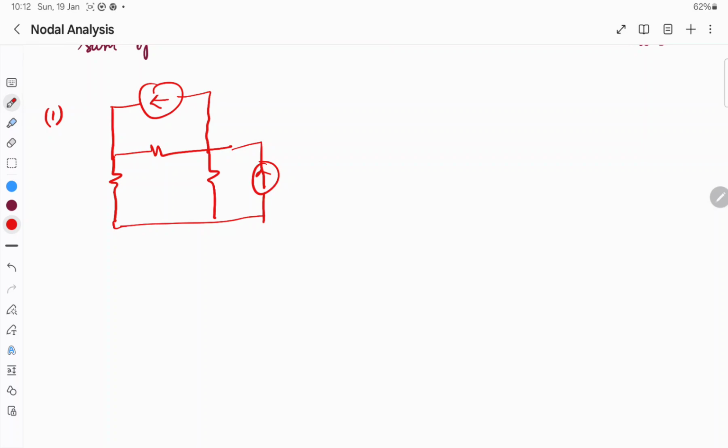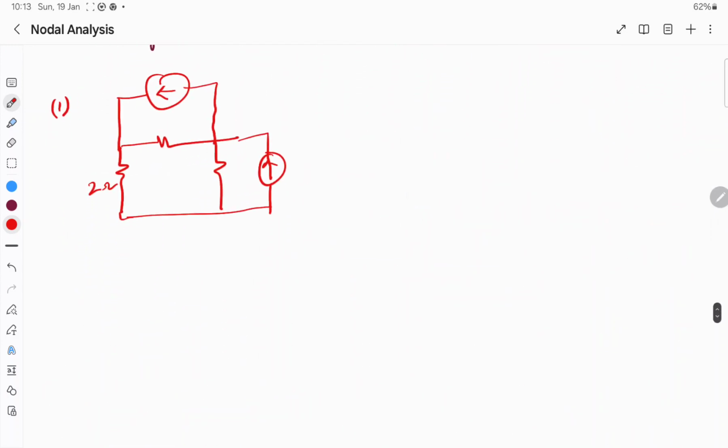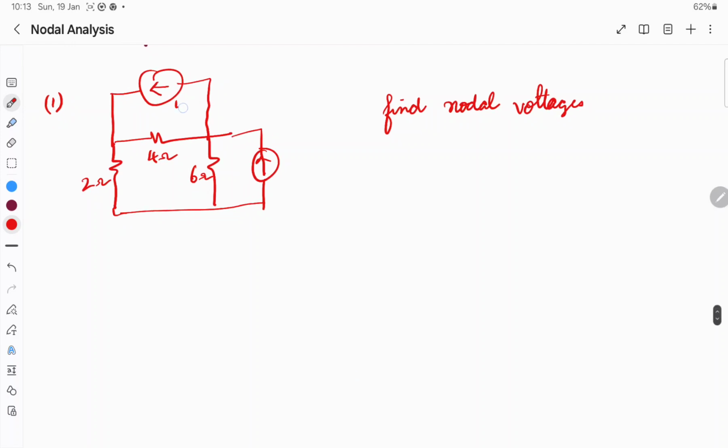The question is: find the nodal voltages. This circuit has two current sources, one is 5 ampere and another is 10 ampere, and three resistors: 2 ohms, 4 ohms, and 6 ohms. They are asking to find the nodal voltages.